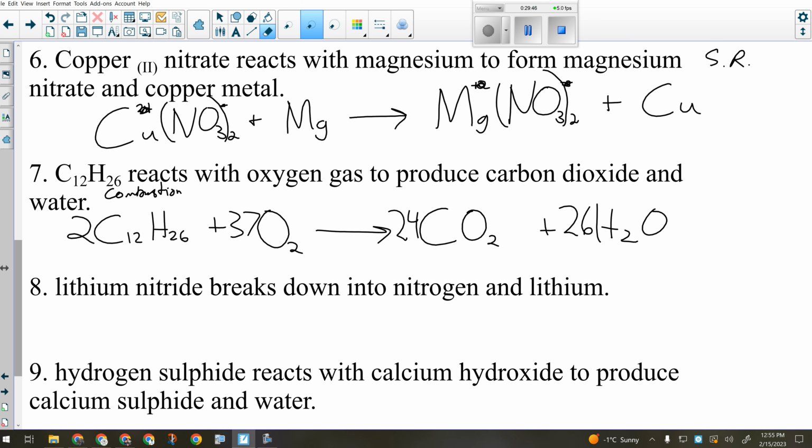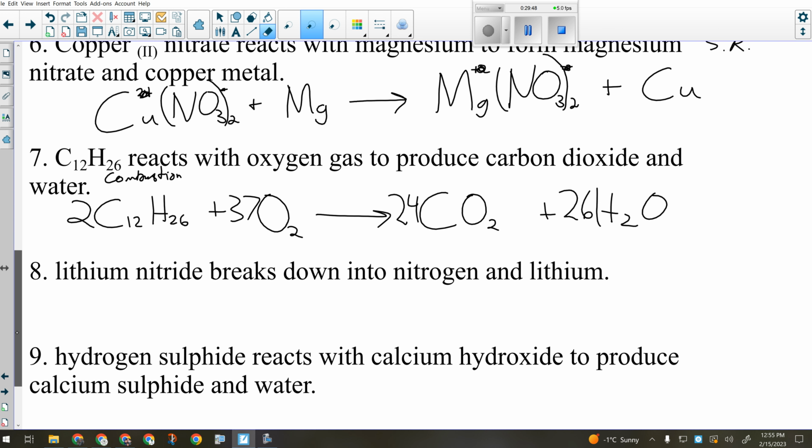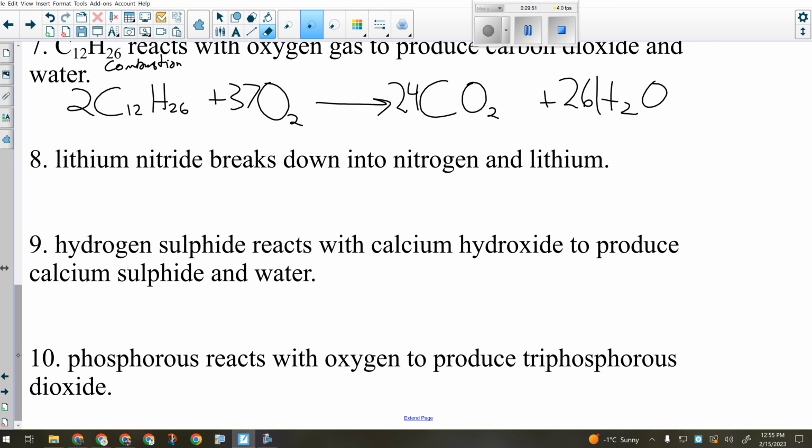I'll give you a few more minutes to do 8, 9, and surprise, 10. Okay, let's have a look at number 8. So we've got lithium nitride, which sounds like an ionic compound to me. Lithium is a +1, nitride is nitrogen, it's a -3. So when I drop and swap, I'm going to get Li3N. It says it breaks down, so it's not reacting with anything. We just have an arrow into nitrogen and lithium.